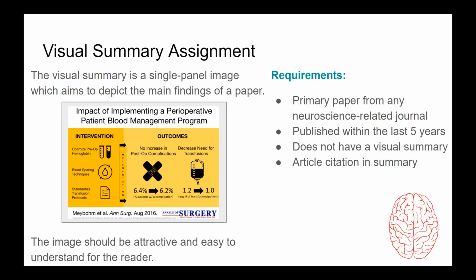In terms of picking your articles, I saw that many of you have already picked one. Make sure it is a primary paper from any neuroscience-related journal. It should have been published in the last 5 years, and ideally it does not have a visual summary. We would prefer that so that you can maximize your creativity in your visual assignment. A couple things we caught in the past 2 years is that a lot of students forget to cite their articles in their summaries, so please make sure that is included in your visual summaries as well, and your name.